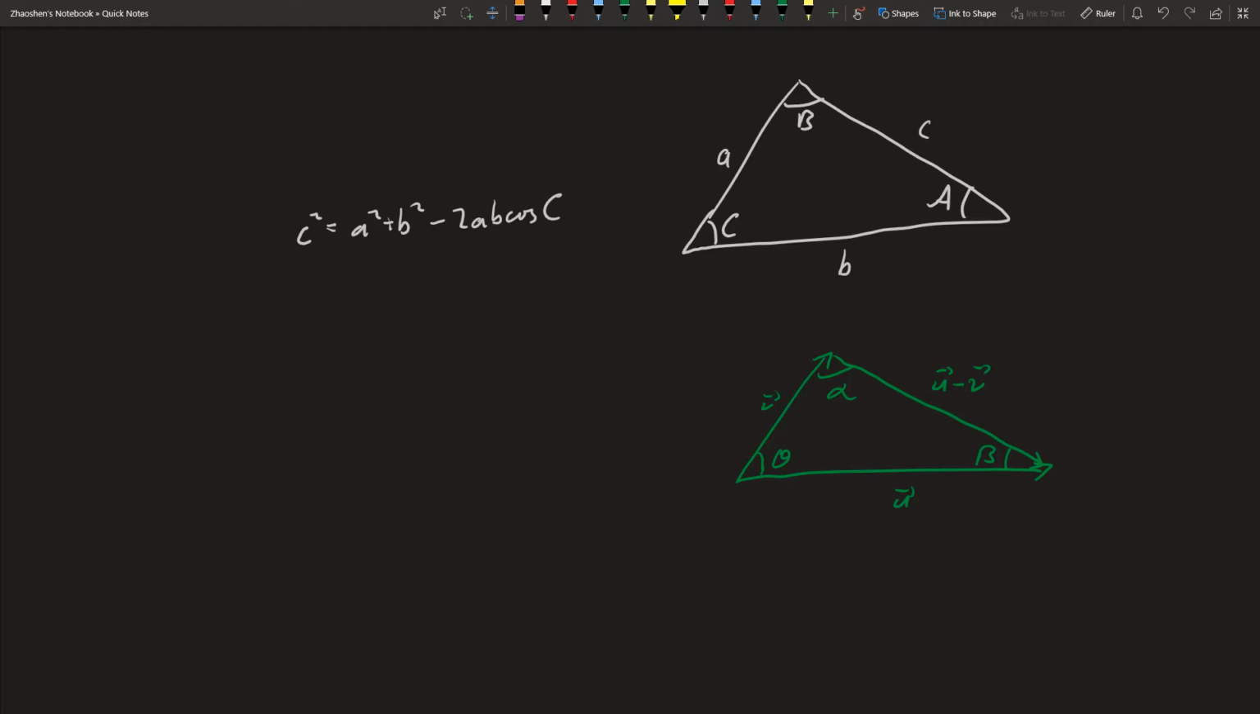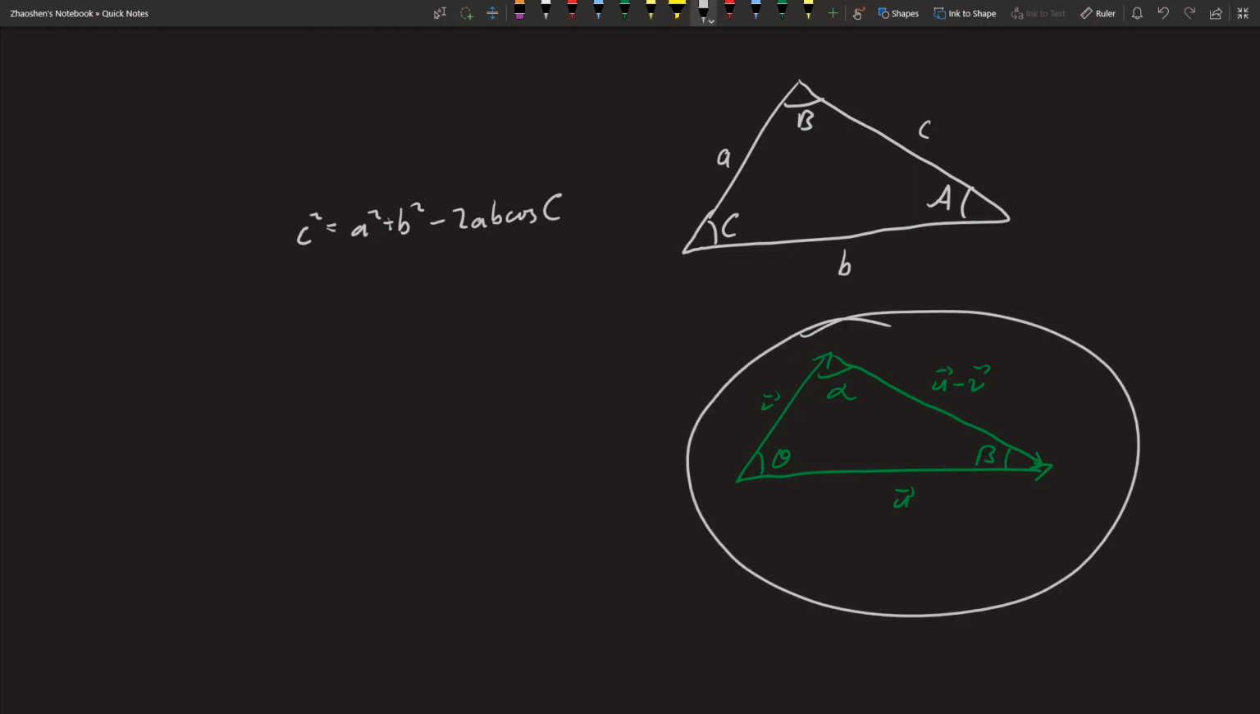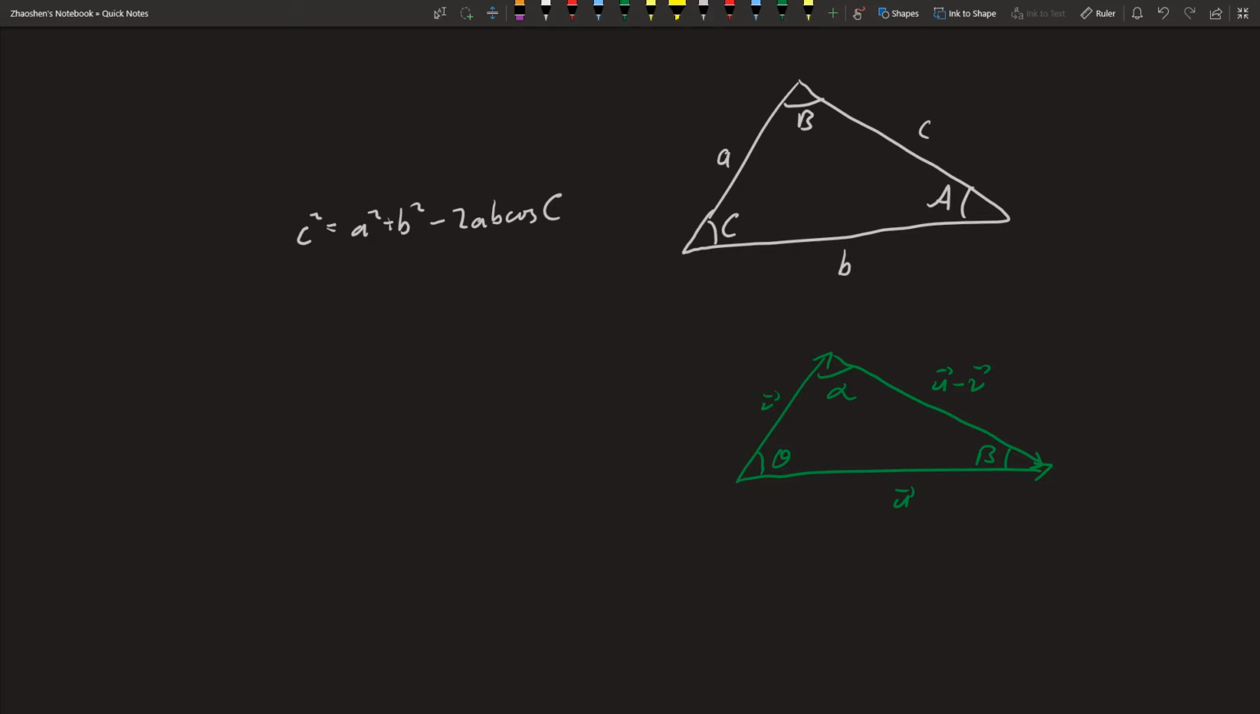What if I apply the cosine rule onto this vector representation of a triangle? Now, what is C? C is the length of this side, right here. It's not the side itself. C is the length, and the length, if we're talking about vectors, is the magnitude, right? So C corresponds to vector u minus vector v. So the magnitude of vector u minus vector v is equal to a squared.